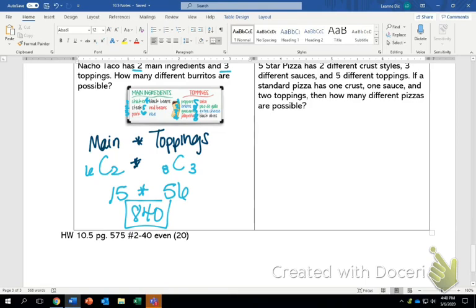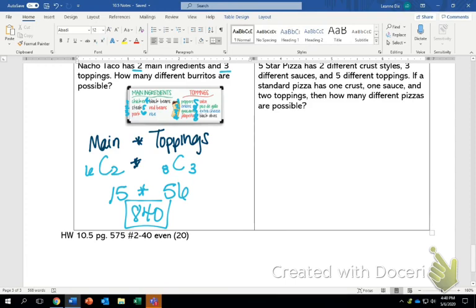All right, 6.2, same idea. We have 5-star pizza. I love 5-star pizza. If you have a chance to go to Edgewood and have 5-star pizza, I strongly recommend it. But they have 2 different crusts, 3 different sauces, and 5 different toppings. If a standard pizza has 1 crust, 1 sauce, and 2 toppings, then how many different pizzas are possible?